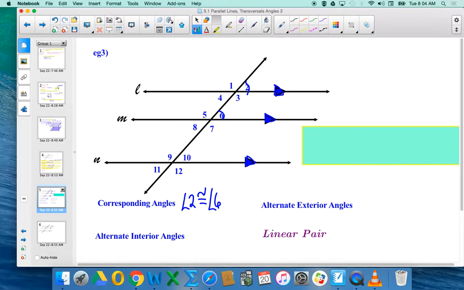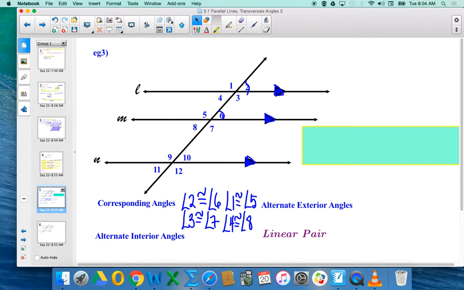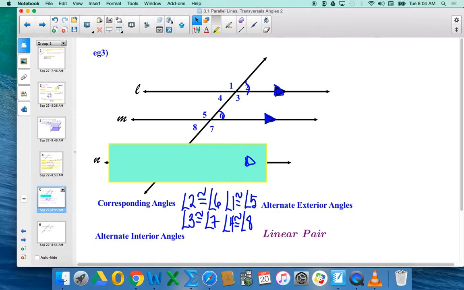We also know that angle 3 is congruent to angle 7. We know that angle 1 is congruent to angle 5. We know that angle 4 is congruent to angle 8. We could go on to the next line, which I'm going to take off of here for now. Okay? We're not confused by it. The corresponding angles are congruent if the lines are parallel. So if the lines are parallel, corresponding angles are congruent.